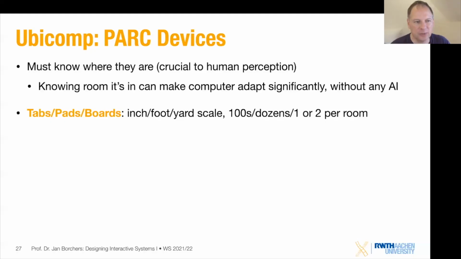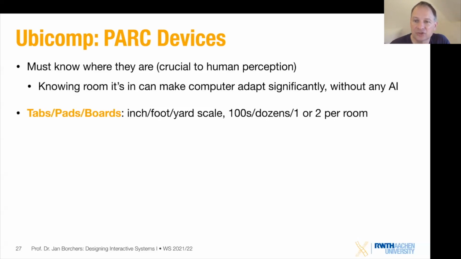So just briefly, the Parc devices have to know where they are. This was crucial for them to human perception. And even just knowing the room a device is in can make computers adapt a lot, right? Without any AI. If you enter a meeting room, your alarms should turn off, right? You don't want alarms to go off while you're in a meeting. That's not artificial intelligence. That's just basic functionality.